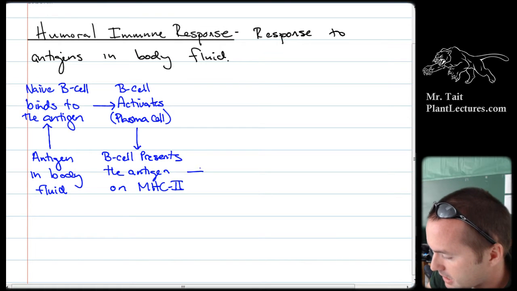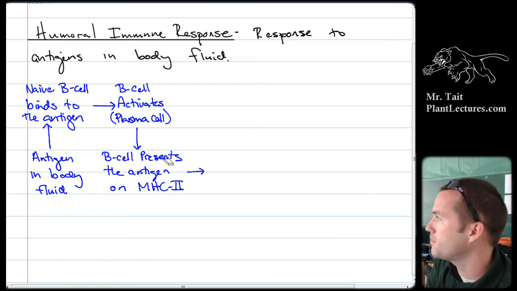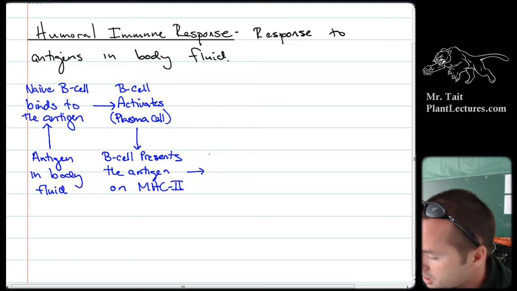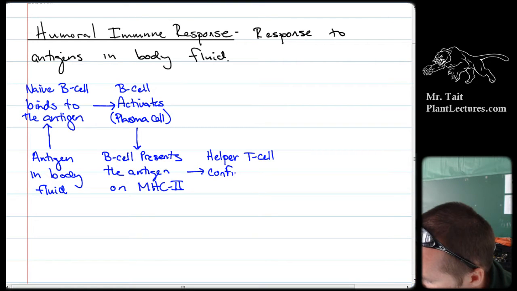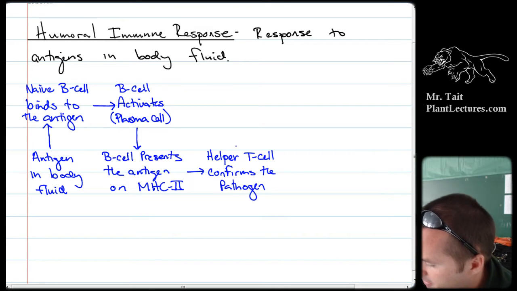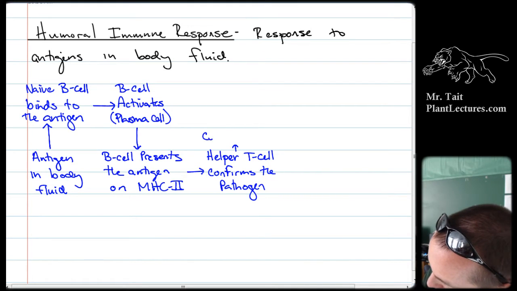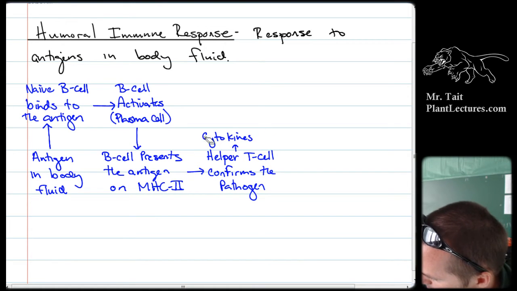There's specialized cells that go around called helper T cells, and they're going to just check to make sure that the B cells are doing what they're supposed to be doing. They're sort of like the supervisors of the humoral immune response. So a helper T cell confirms the pathogen. And if that happens, the helper T cell will release these things called cytokines. So cytokines are released.